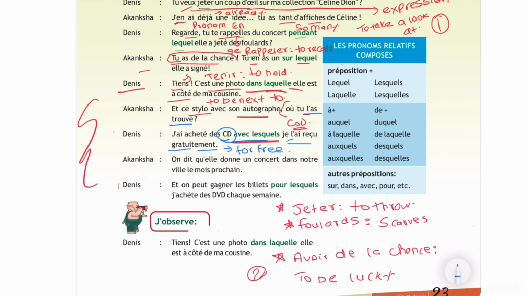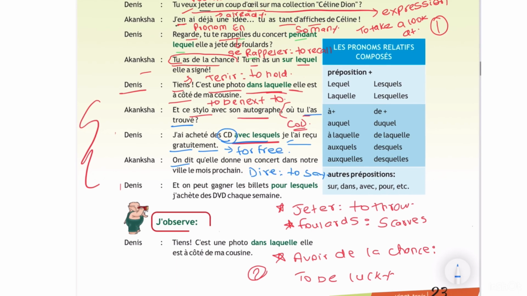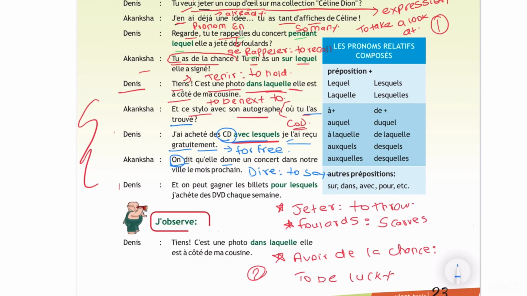Then we're ending the conversation. On dit qu'elle donne un concert dans notre ville le mois prochain. That is, it is your verb dire, to say. That is on dit. On is your subject, like one, like generally people are saying, right? People are saying that she is going to give a concert, donner, to give, in our city next month.